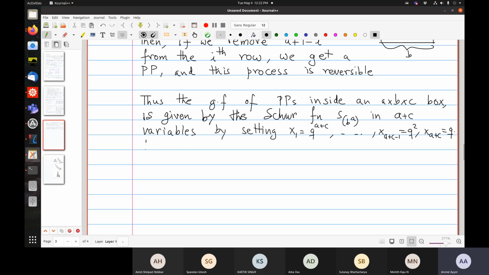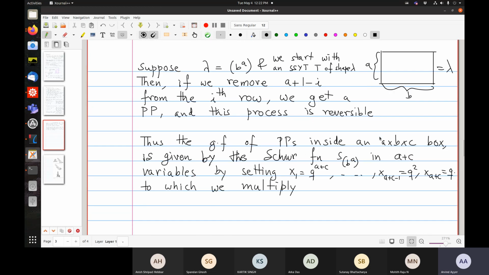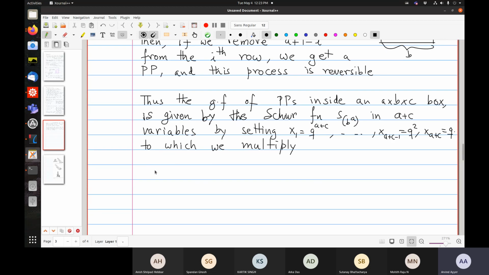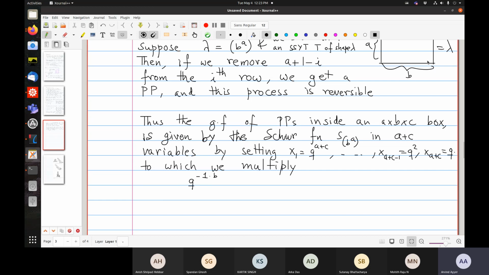To which we multiply q to the minus 1, b times, for the bottom column, because in each of those we are reducing the height by 1.